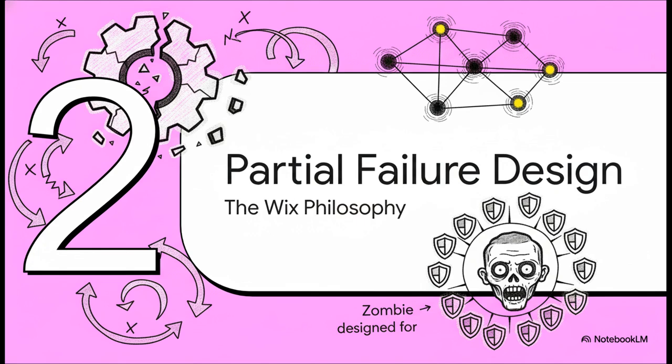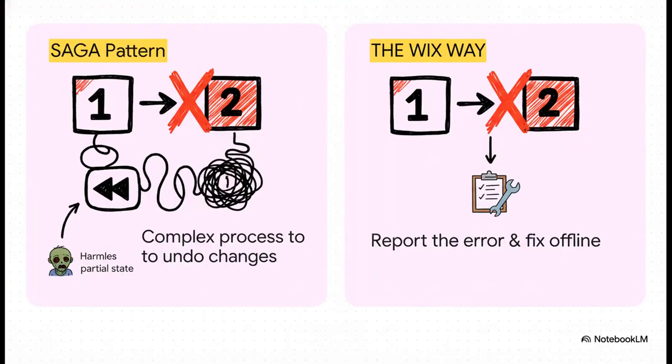So how do you solve this? I mean, the textbook answer usually involves some kind of complicated rollback logic, but the philosophy at Wix is fundamentally different. They say, look, partial failures are gonna happen. So instead of trying to prevent them, why don't we just design our system to handle them from the start? And this slide just shows that contrast perfectly. On one side, you have the classic saga pattern, where you have to build this whole complex chain of undo operations. If step 2 fails, you trigger another action to undo step 1. It's a lot of work.